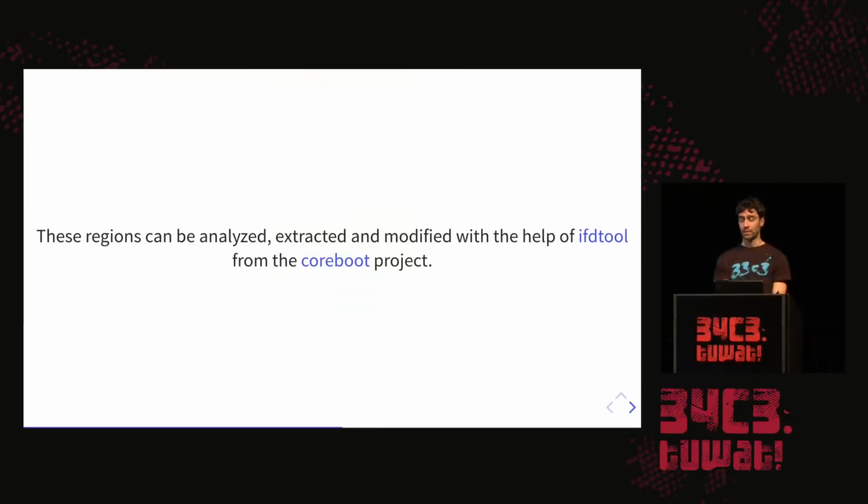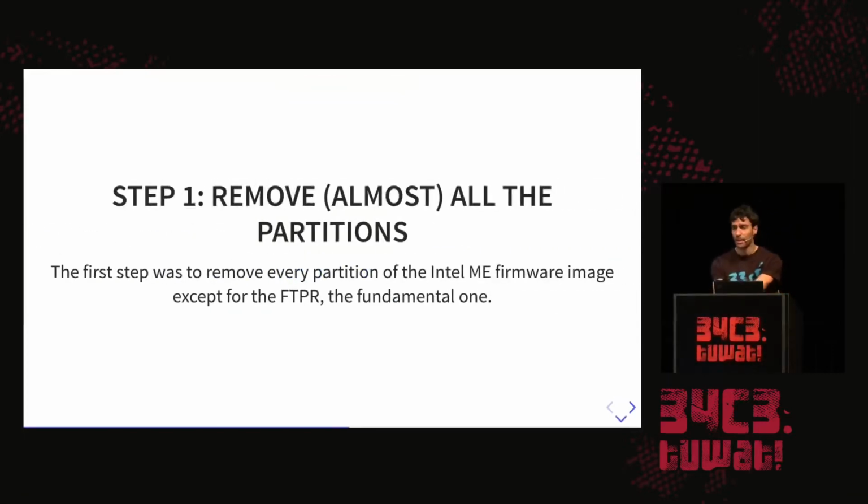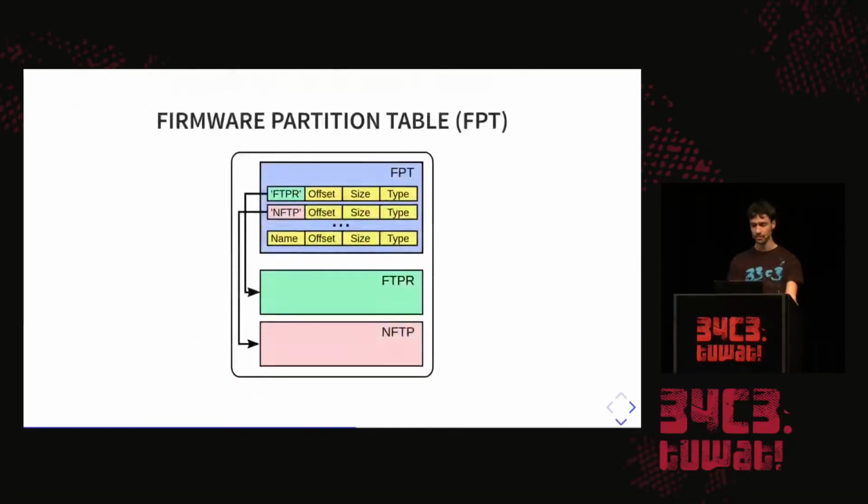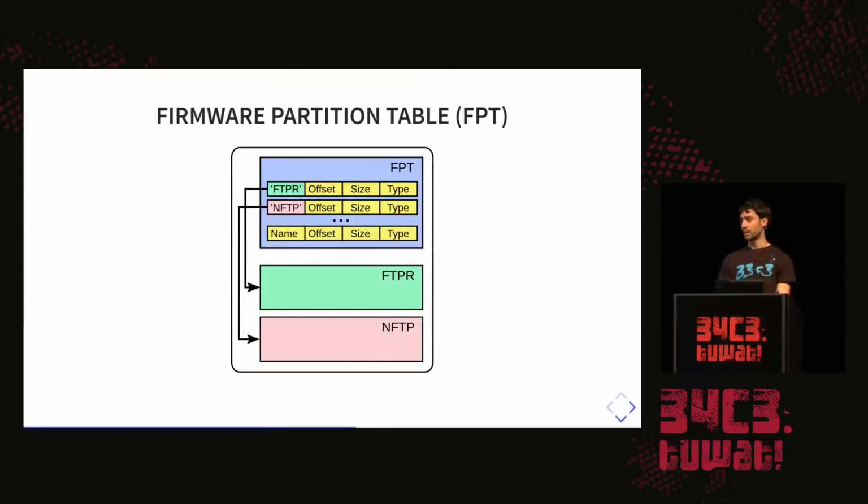All we want is the Intel ME firmware, so we just have to extract it. And we can do it with the help of the IFD tool from the coreboot project. So first step, let's try to remove every partition from the firmware except for the FTPR, which seems to be the fundamental one needed for the correct boot. Indeed, the Intel ME firmware is partitioned. This is the simplified scheme. So we have an FPT, which is the firmware partition table, which contains a list of the partitions inside the firmware image. In this image, we can see that there is the FTPR, which is the core partition, and the NFTP partition, which is the partition with the network stack and AMT.